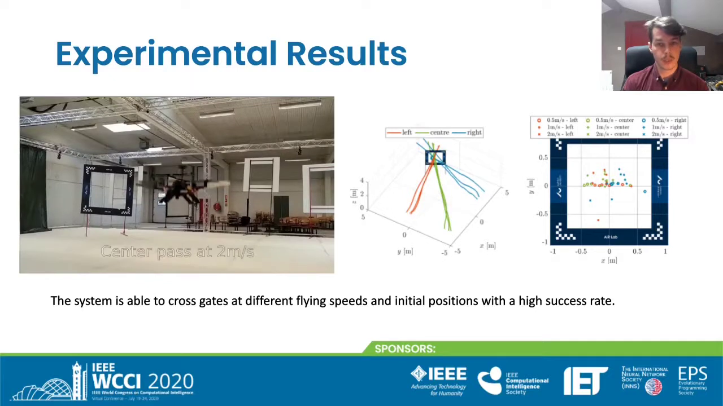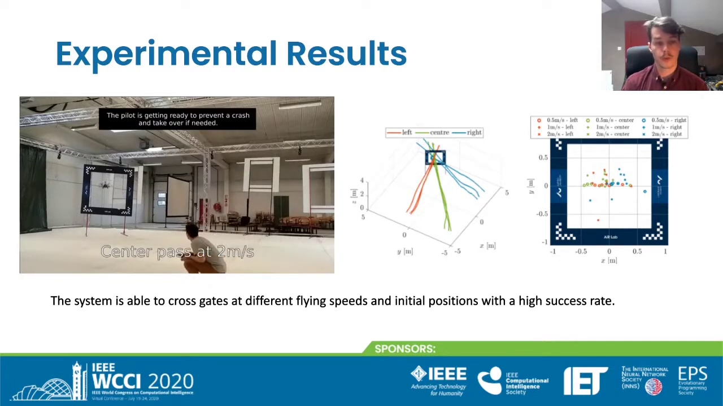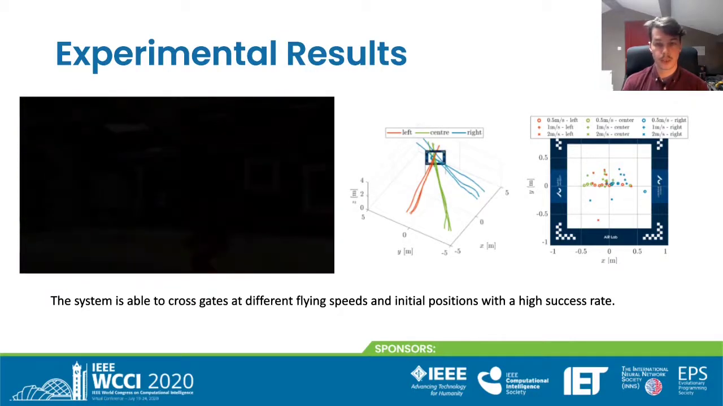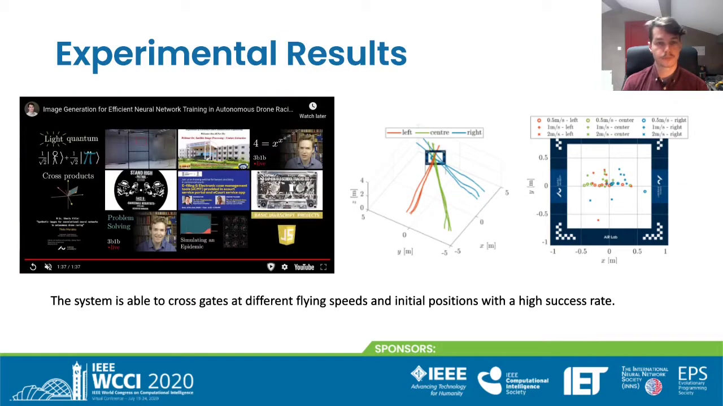As we can see on the video and on the diagrams and the figures on the right, the system is able to cross gates at different flying speeds and initial positions with quite a high success rate, and it consistently crosses the gate in the center of it.